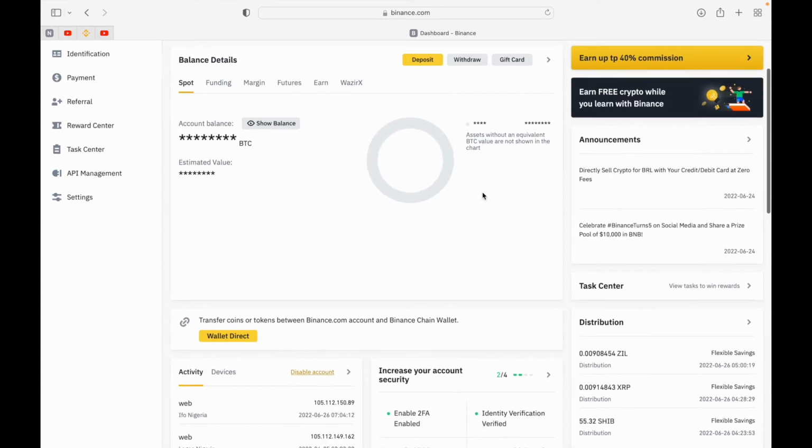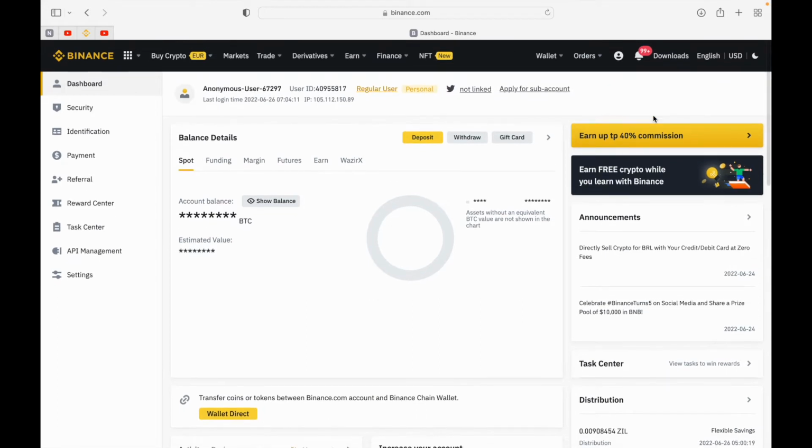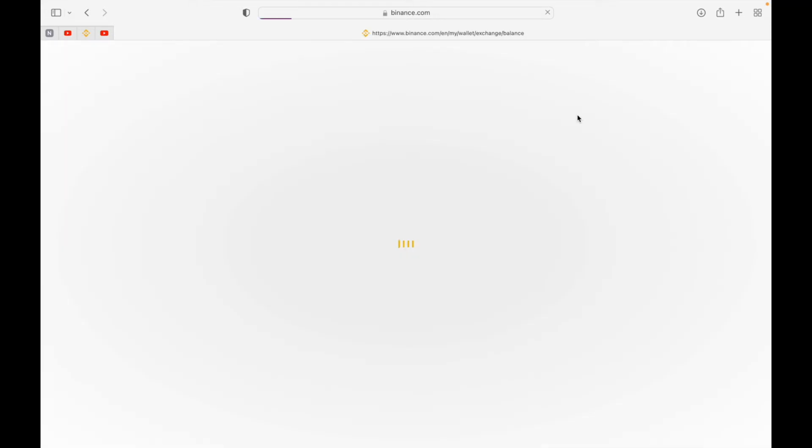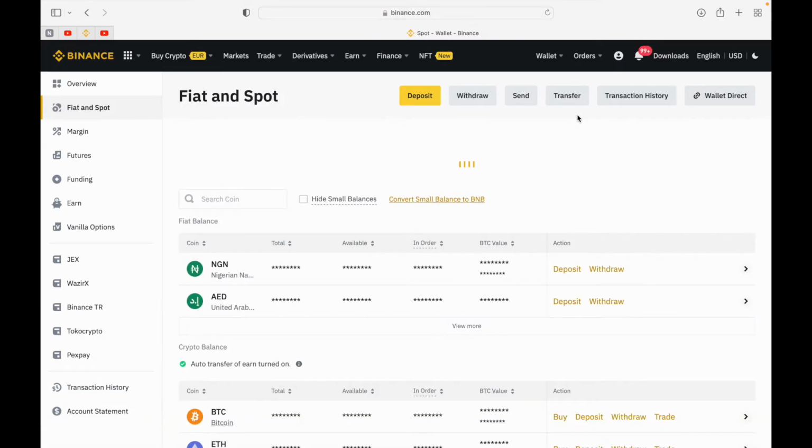Now, this is the Spot wallet. Let me quickly go to an overview of the Spot wallet and make some explanations there. While on the mobile view, you have your wallet and you have the spot option. So here on the desktop view, I'm seeing fiat and spot.